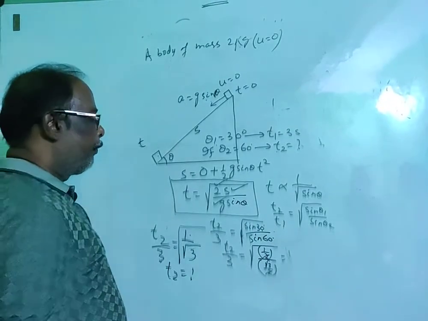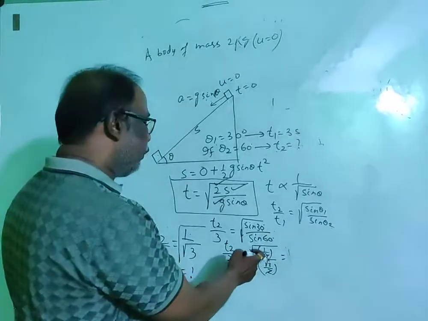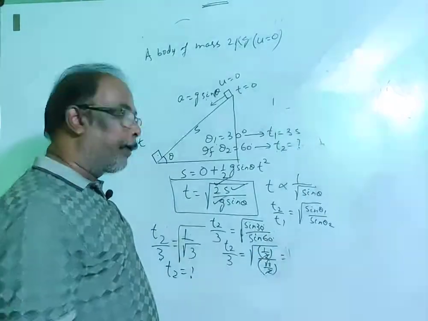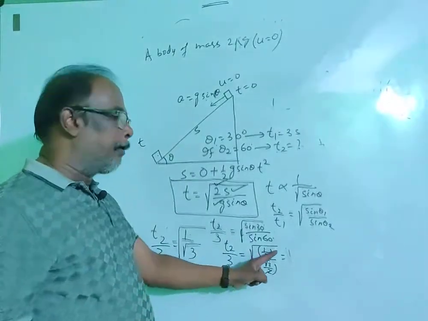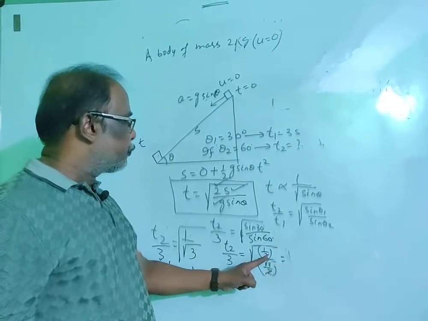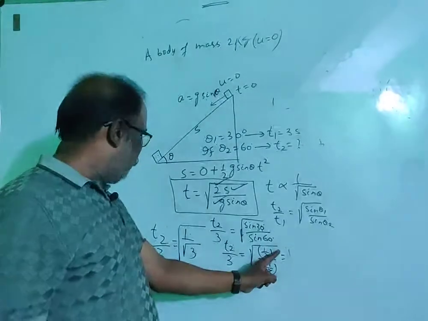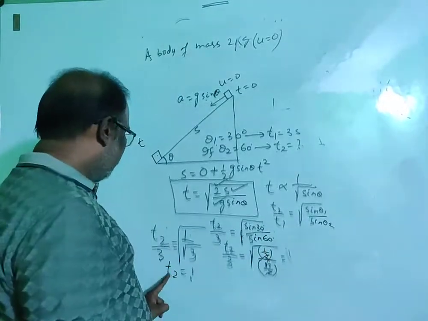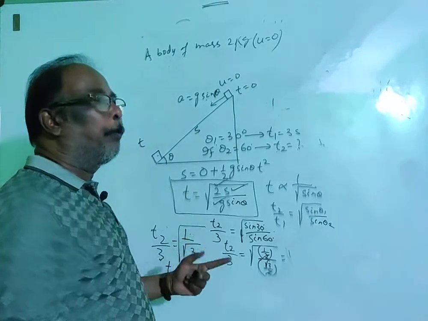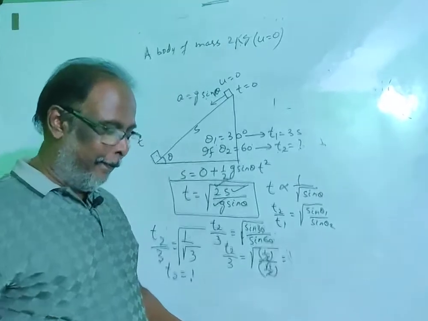Sin 60 is root 3 by 2. Again, whole root is there. Okay, whole root is there. Sin 60 is root 3 by 2. Is it clear? So this will come 1 by root 3, whole root of 1 by root 3. Then T2 is equal to 3 into whole root of 1 by root 3. Is it clear? Yes, sir. Okay.